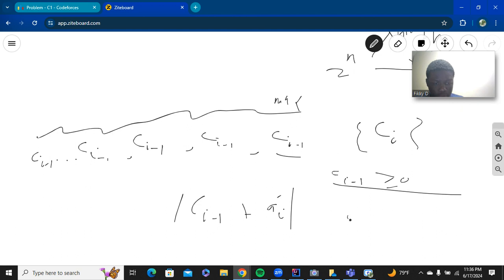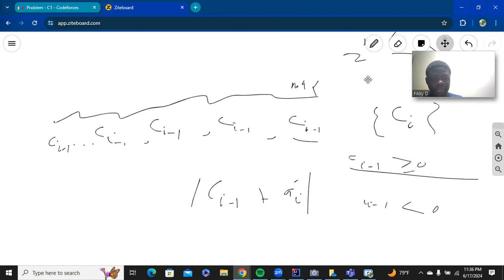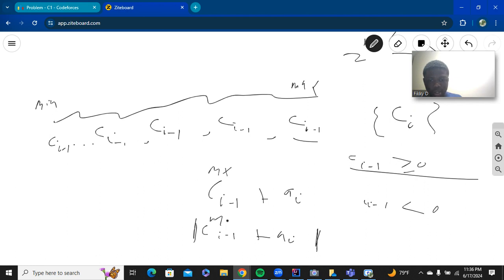Now, if c sub I minus 1 is less than 0, so let's think of it as negative infinity, then you would just choose the minimum c sub I minus 1 and add this, and you'd take the absolute value. Actually, it's not necessary to apply the absolute value on this one. So this is the max one, and this is the min. Those are the only two values that you need to even record after each step.